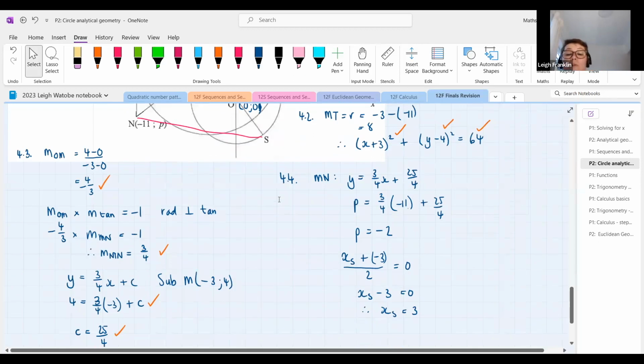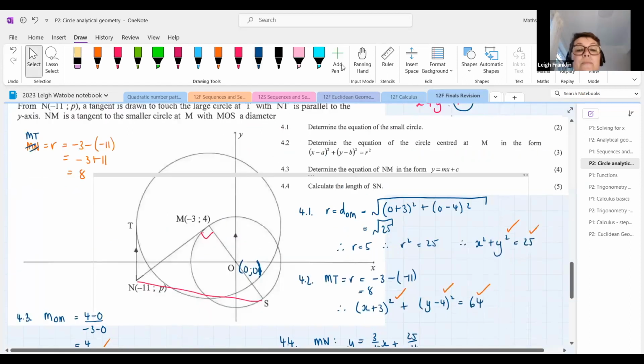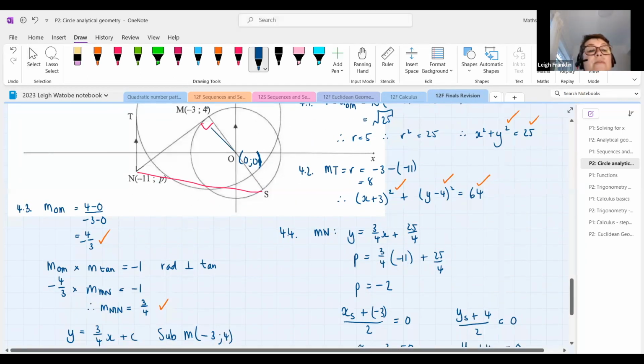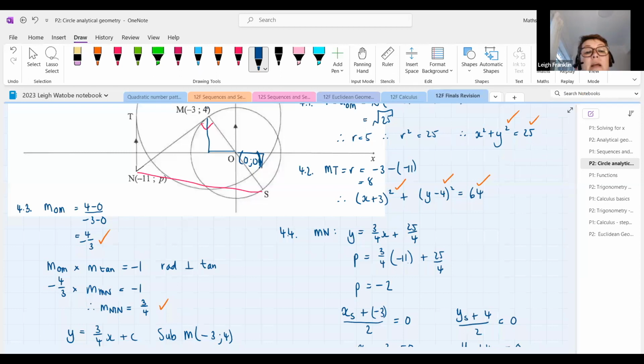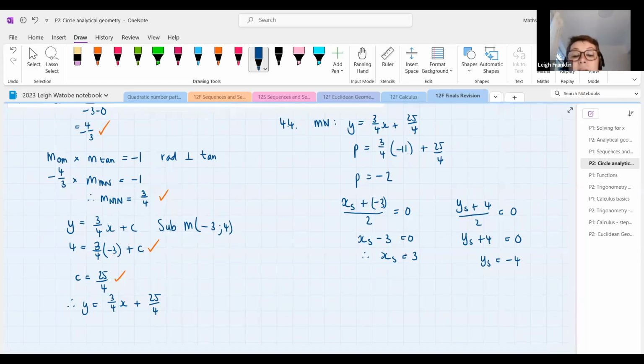And then we can work out the y coordinate at S in the same way. So the y coordinate at S plus 4, over 2, is equal to the y coordinate at the midpoint. Okay, so the y coordinate at S plus 4 is equal to 0. So the y at S would be equal to -4. Okay, so exactly, Techofat, that's perfect. So if you went 3 to the left and 4 up, here you were going 3 to the right and 4 down from the origin, which would give us those coordinates at S. So we know that the coordinates at S are going to be 3 and -4.